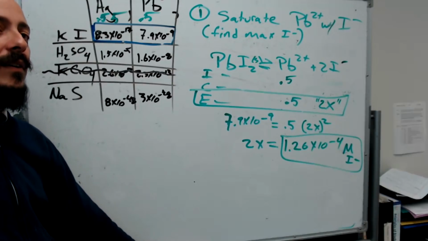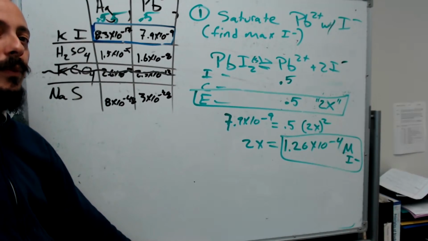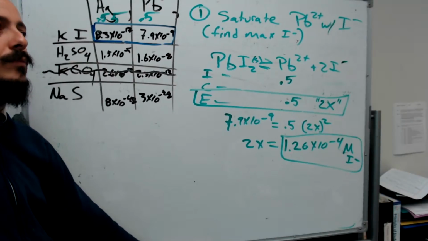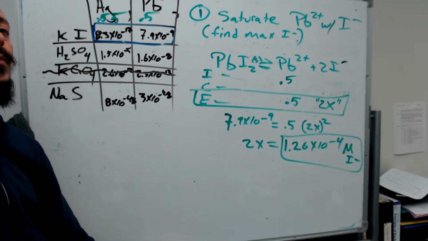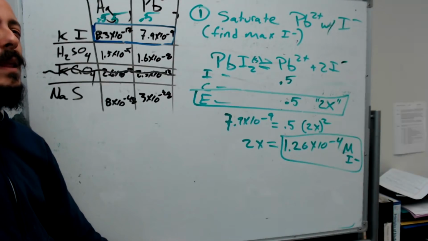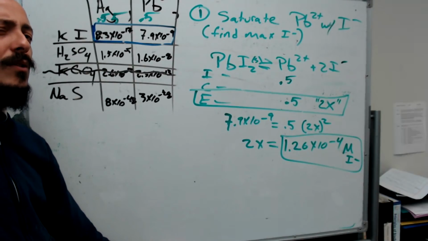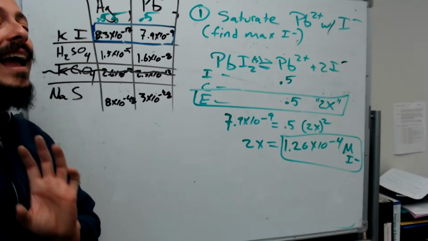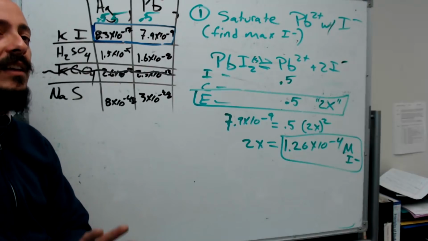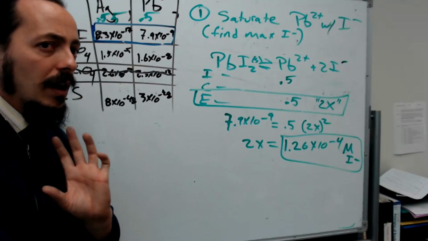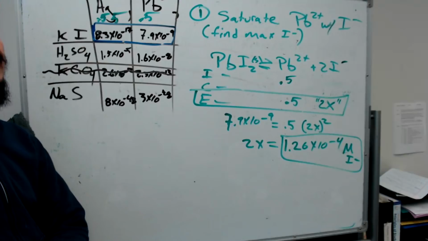So for maximum separation, would you take into account how much you would need to separate the silver, and then do as much as you can to get the lead iodide? Yeah. If I was asking for the number of moles of iodide you added, you would have to do that.